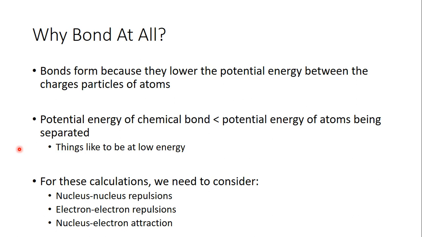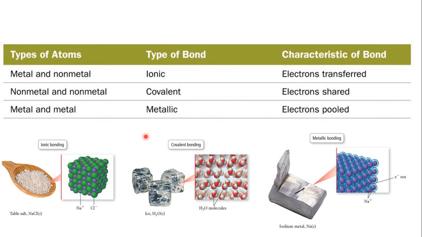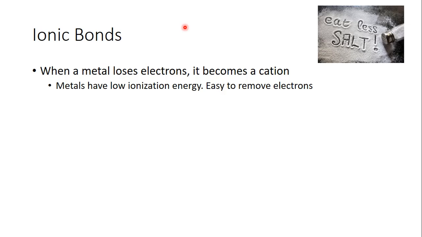And when we're talking about energy, we're really talking about 3 different things to consider. 1, 2 atoms in a bond, their nuclei are repelling each other. Their electrons are repelling each other, but the nucleus and electrons have a net attraction. And the 3 types of bonds we're going to talk about are ionic, which is between a metal and a nonmetal, covalent, which is between nonmetals, and metallic, which is between metal atoms.